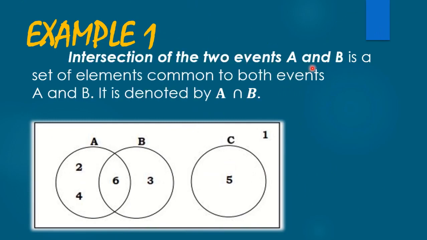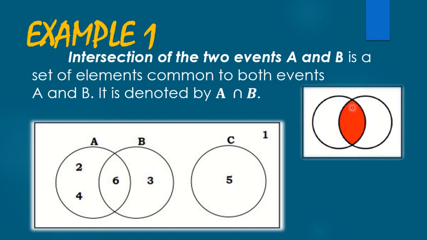The intersection of the two events A and B is the set of elements common to both events A and B, and this is denoted by this symbol and read as A intersection B. Using the Venn diagram, the shaded region is A intersection B. So we just have to look between the events A and B for what is common between them. So from here, we can say that A intersection B is equal to 6.